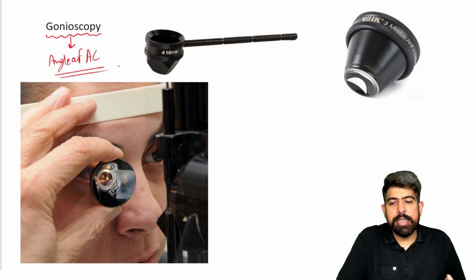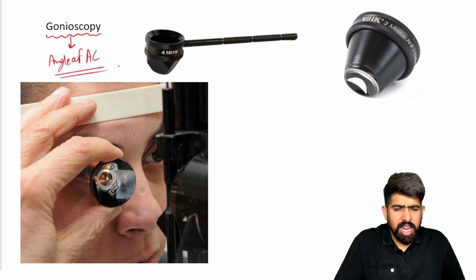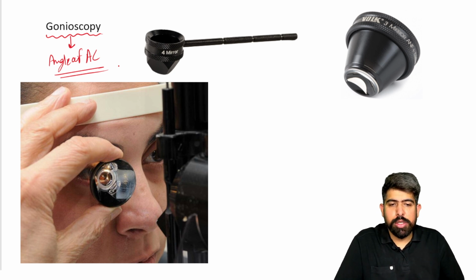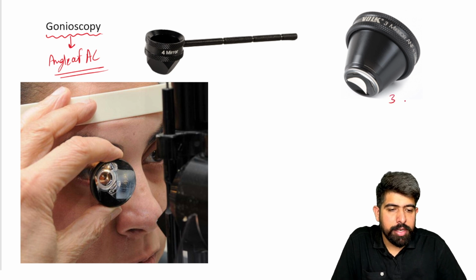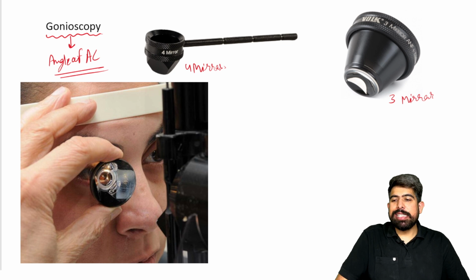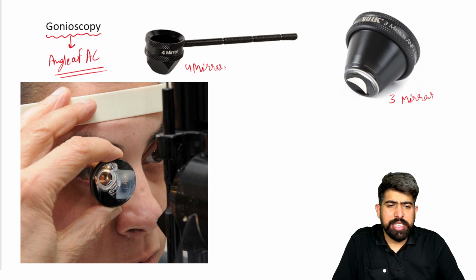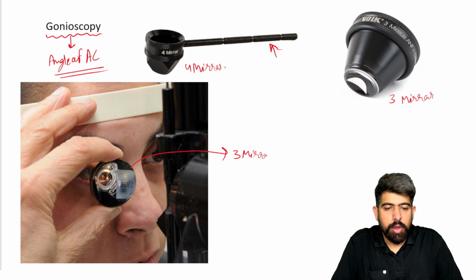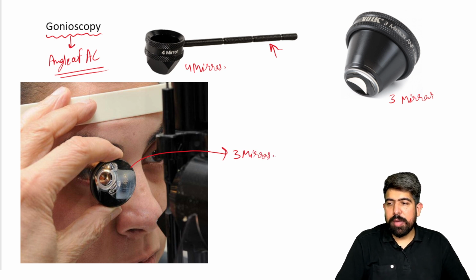So in the diagnosis of glaucoma, we have to do gonioscopy also. Yes, this is your gonioscopy. This is your 3 mirror, and this will be your 4 mirror. We have two types of gonioscopy: one is the 3 mirror, the second one is the 4 mirror. You can differentiate them: the 3 mirror does not have any stick, while the 4 mirror will have a handle on it. You can see here which one is used by this doctor. Yes, this is the 3 mirror.